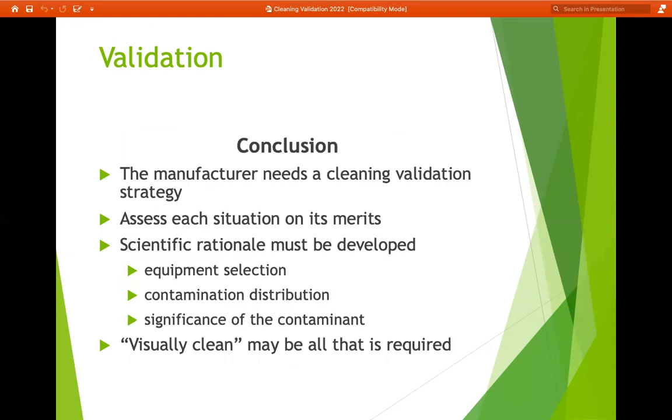The manufacturer needs a cleaning validation strategy. Assess each situation on its merit. Equipment rationales must be developed: equipment selection, contamination distribution, and significance of the contaminants. Visually clean may be all that is required.